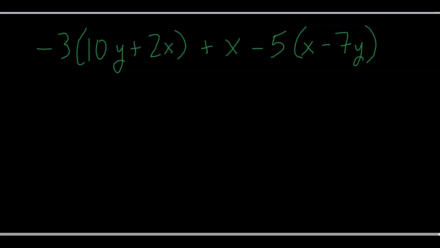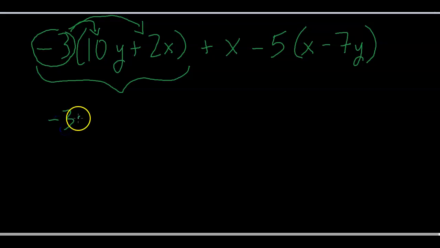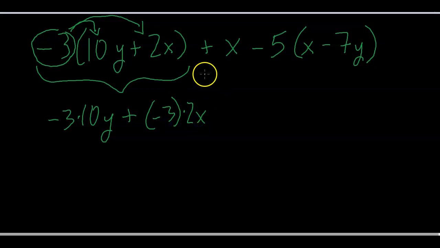We will use the distributive property. We got our first term here. So let's apply the distributive property. We're going to take this -3 out front and distribute it to all of the terms inside the parentheses. We're going to get -3 times 10y plus -3 times 2x. All right, so that's that taken care of.